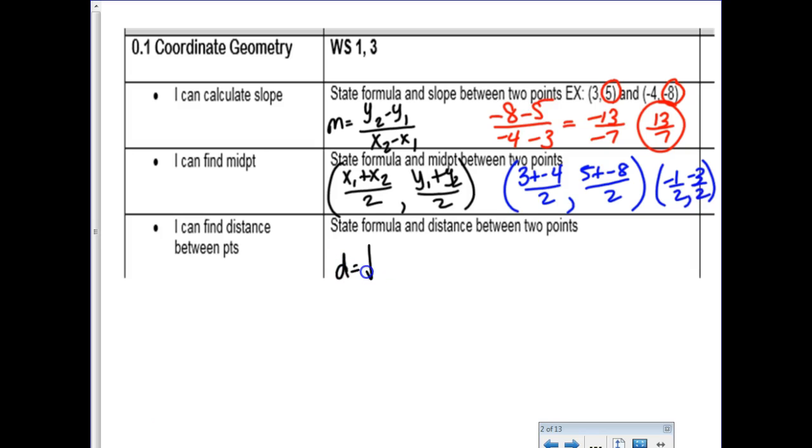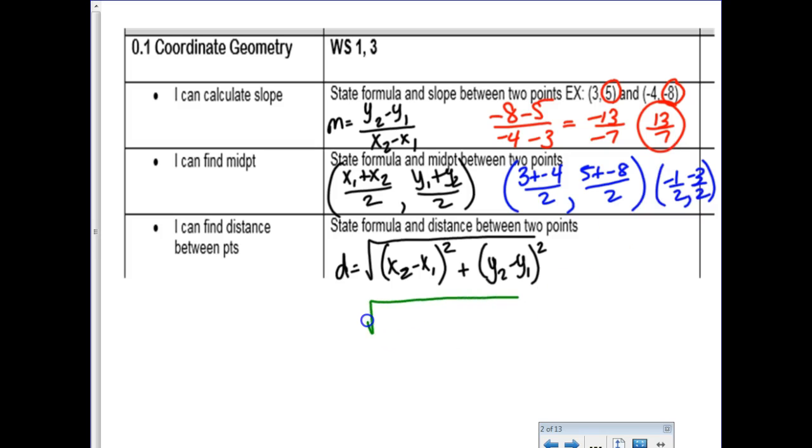So distance is the distance in the x's, so x2 minus x1 squared. Order doesn't really matter in this one, but it does have to be subtracted because it's distance. Plus, same thing for the y's, the distance in the vertical direction, squared. And then you add those together, square root them, that's the Pythagorean theorem component to it. So let's find distance of those same two ordered pairs up here.